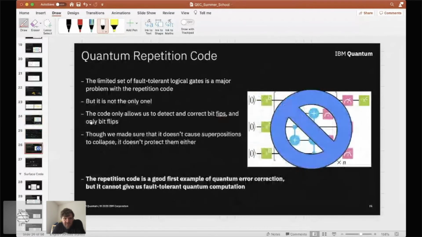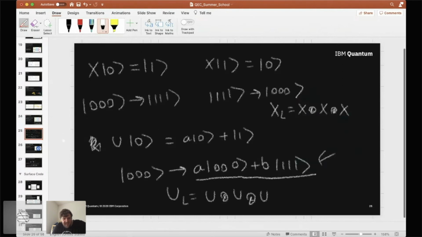Also, this is a major problem with the repetition code, but it's not the only one. The code only allows us to detect bit flips. It imagines the only error that happens in a quantum system is flipping bits, but that is not the case. There are other things. So a bit flip is basically like an X gate.